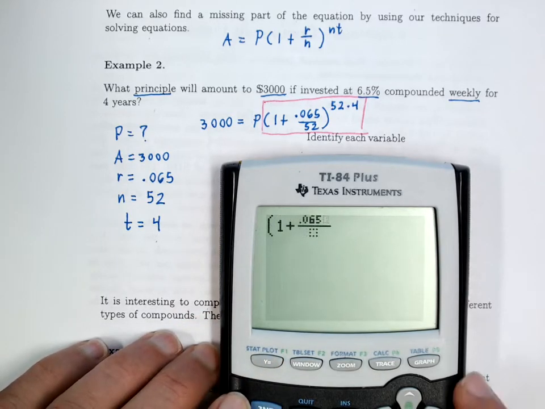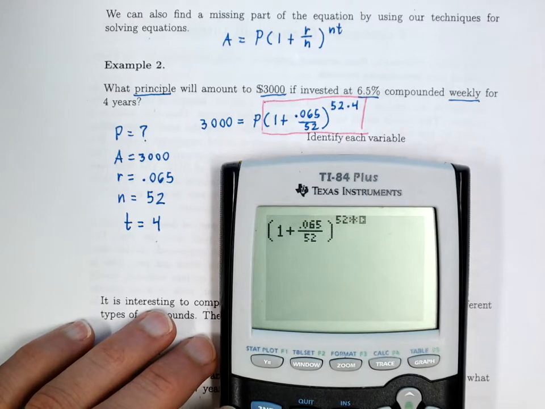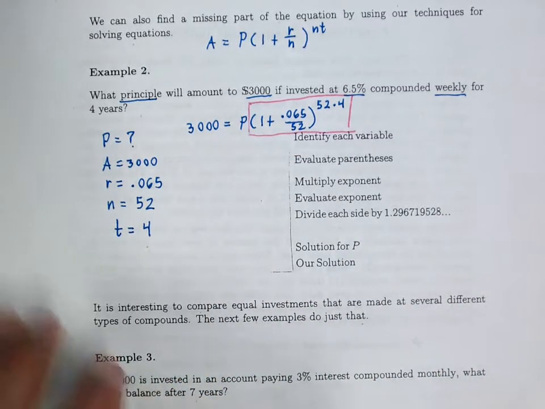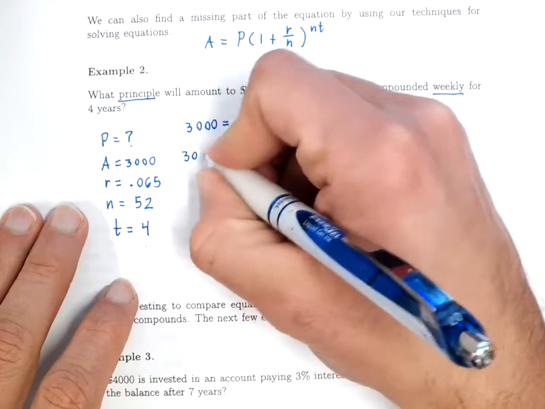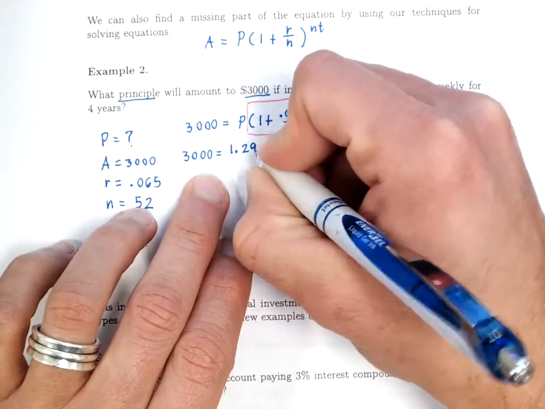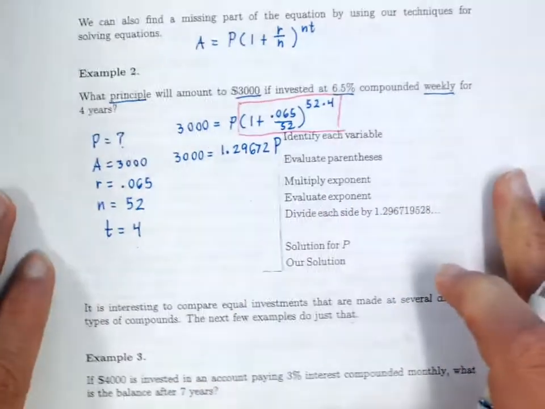If there's anything on this calculator that you don't know how to use, please let me know, and I can definitely help you. Let's see. Okay. So this is what I get. I get 1.2967, around that much. Okay, so we have 3,000 is equal to 1.2967 times P. I'm going to leave it at that. All right, I rounded a little bit.